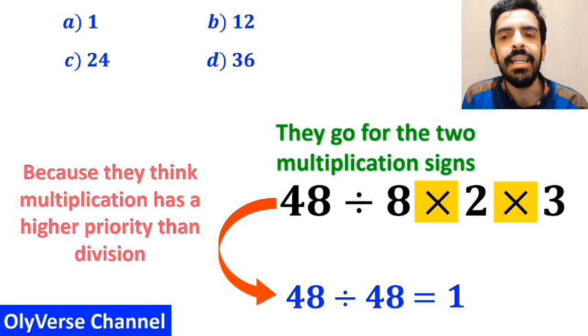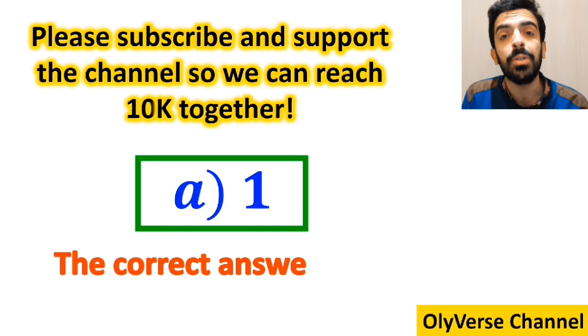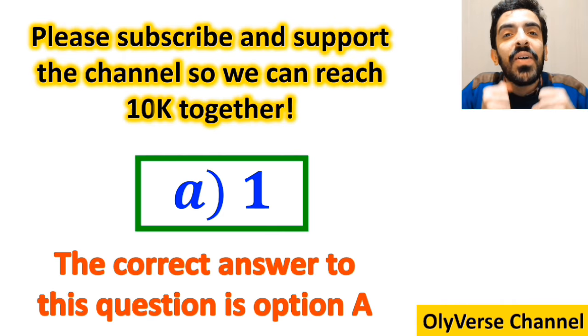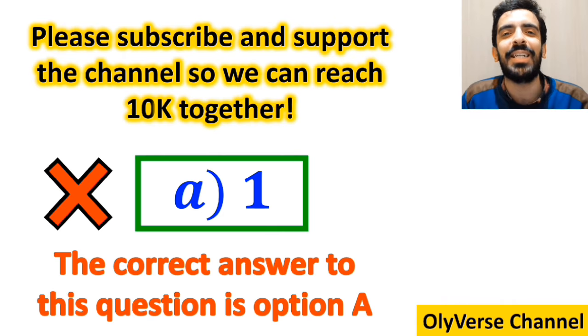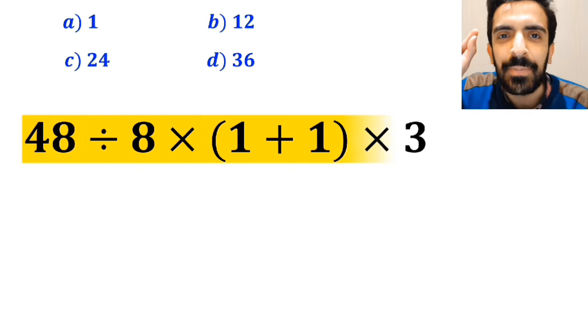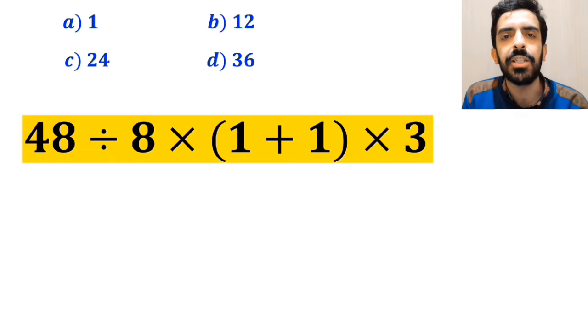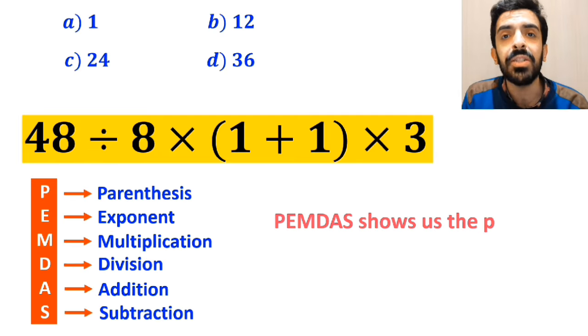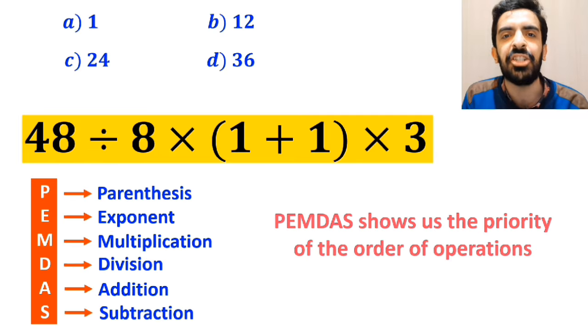And immediately, they conclude that the correct answer to this question is option A. But, I have to say, we were tricked and it's not the correct answer to this question. Alright, now let me show you how to solve this expression correctly. To solve this problem, we must follow a rule that is called PEMDAS. PEMDAS shows us the priority of the order of operations.